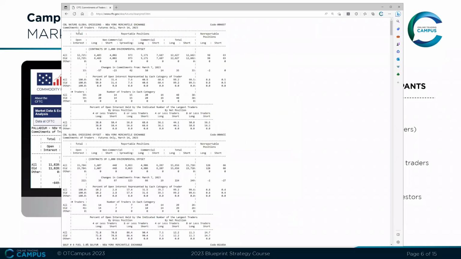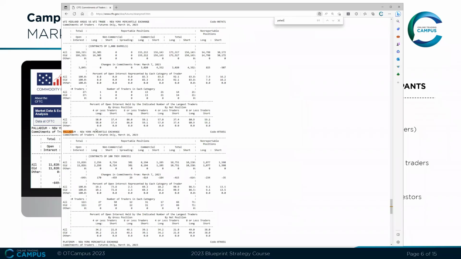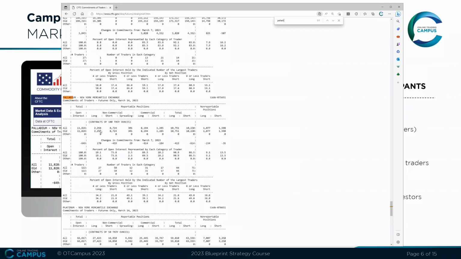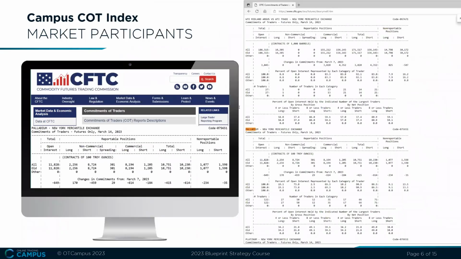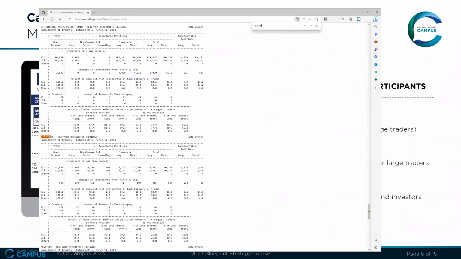And then NYMEX, for example, New York Mercantile Exchange. We have palladium here, for example, and that is as per the screenshot that you see on my PowerPoint slide right there. And what this report now tells you, it tells you the reportable positions versus the non-reportable positions. So the reportable positions, those are your large traders, your commercials and your non-commercials. These are your institutional traders.